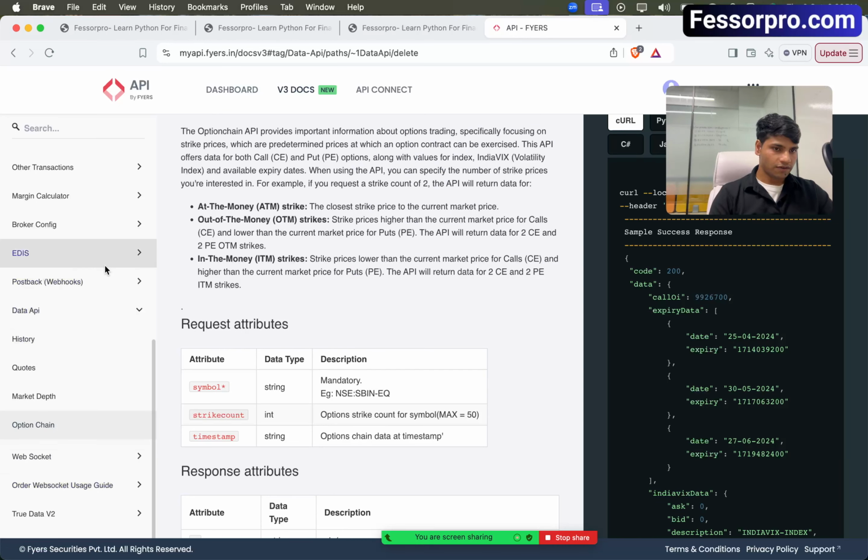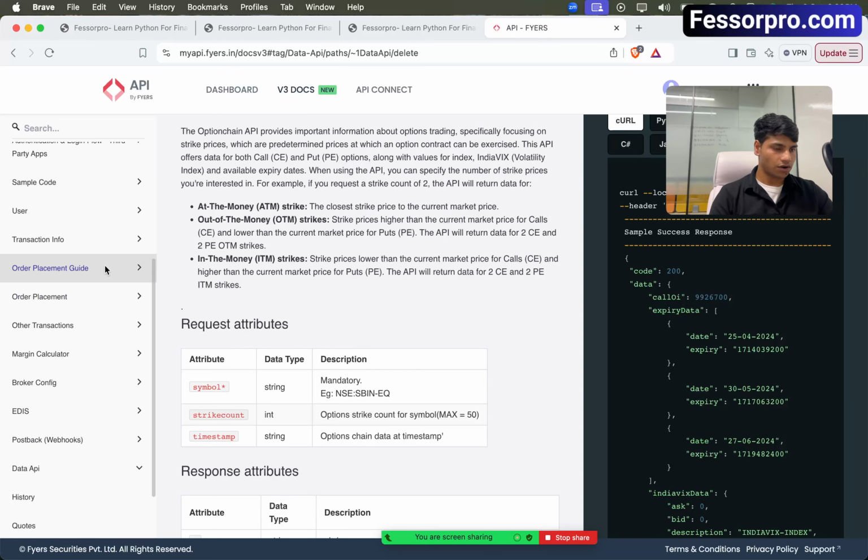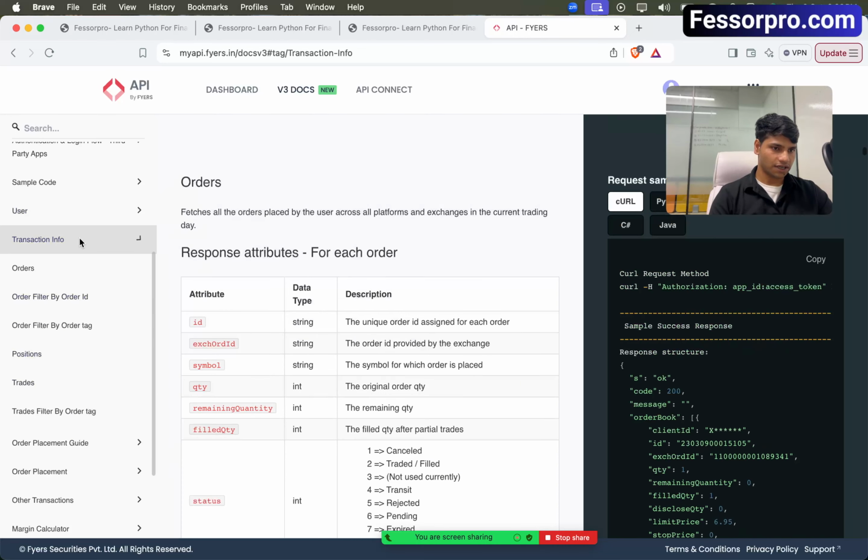Now, today we will be discussing order placement. Okay, so there are three sections you can see. It starts from transaction info, then we have order placement guide, order placement, and other transaction. And if we have time, we'll see the margin calculator also. So these are the four things that I'm planning to cover today. Okay, so let's start with transaction info.